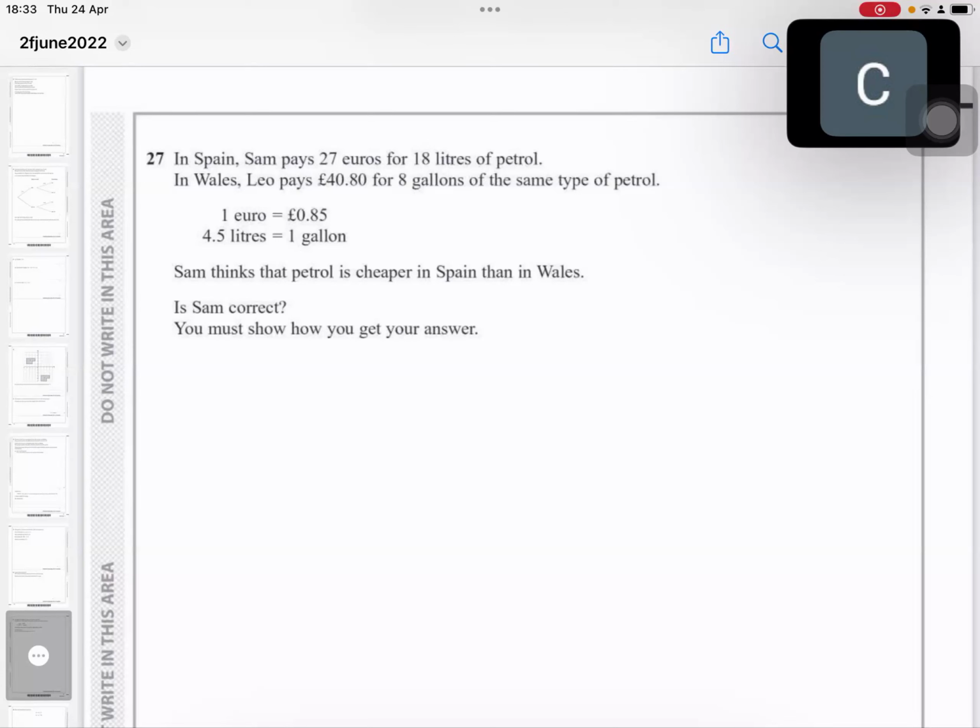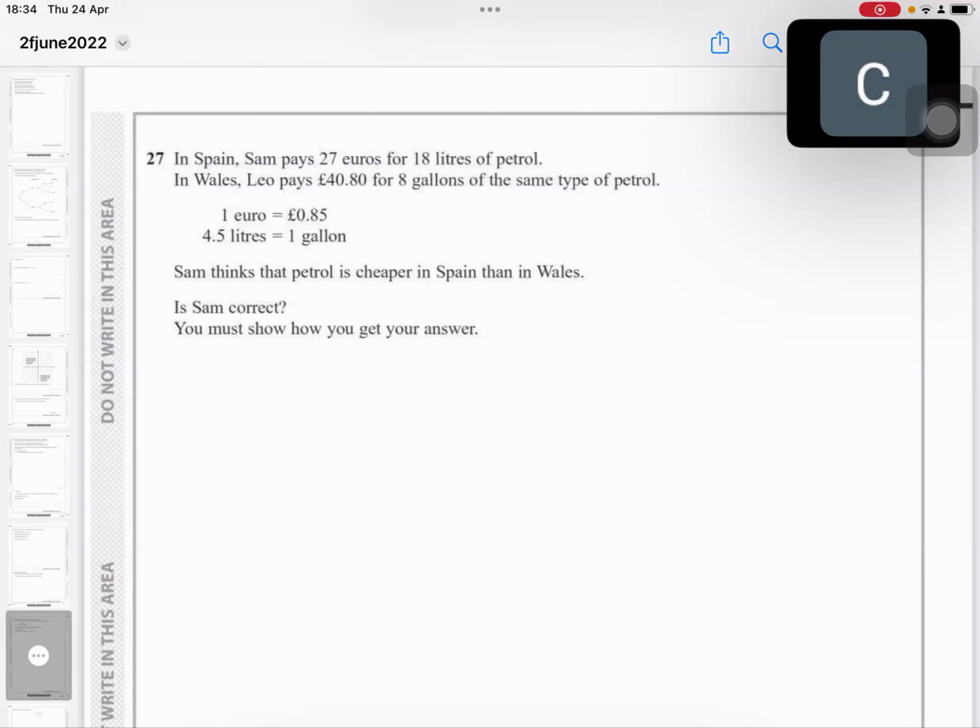What came to my mind: we could convert either euros to pounds or pounds to euros. I think one would be more convenient to do than the other. Which one do you think would be more convenient? The euros to pounds.